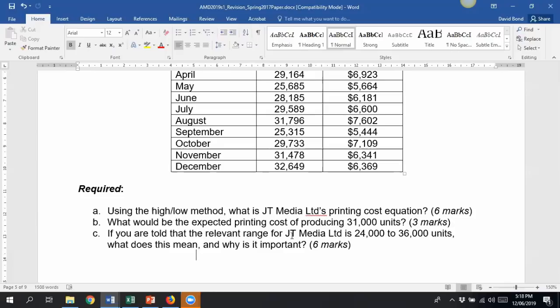So understanding that the cost equation we just worked out is predicated on a range of 24 to 36 means that for any expected output outside of that range, that cost equation won't hold, and you're going to make some really bad decisions, or you potentially could make some bad decisions. So that's why it's important, and that's how you go about answering it.